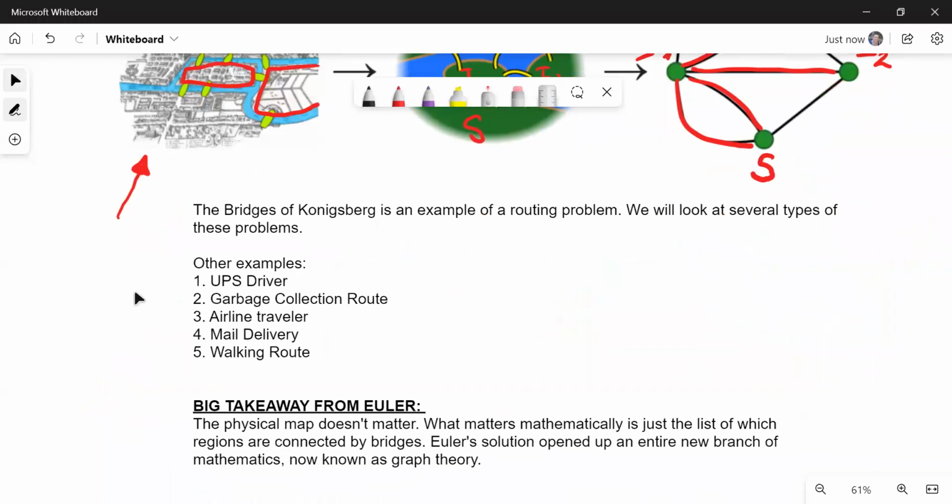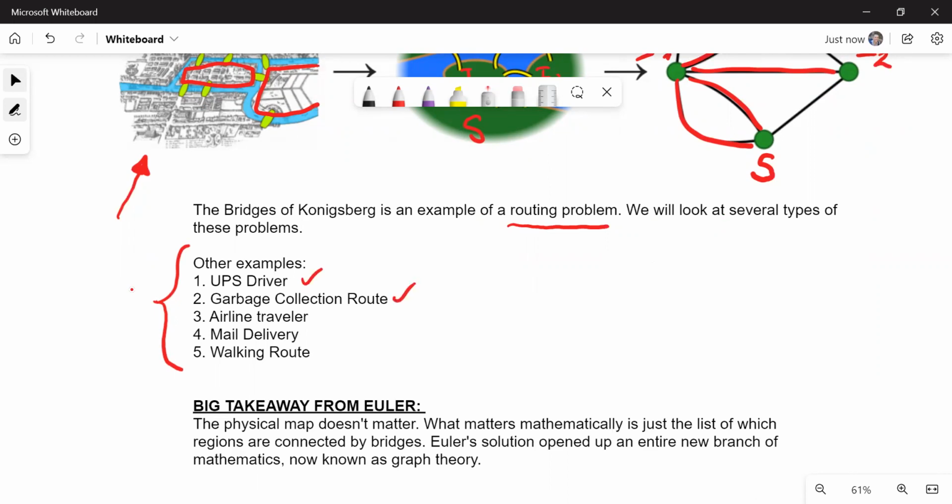The bridges of Königsberg problem is an example of what we call a routing problem. You're trying to build a route. Now, throughout this unit, as we look at graph theory, this is going to be a continuing theme. And so these are some real life examples of routing problems. How does the UPS driver make his route, right? How does the garbage collection route work?